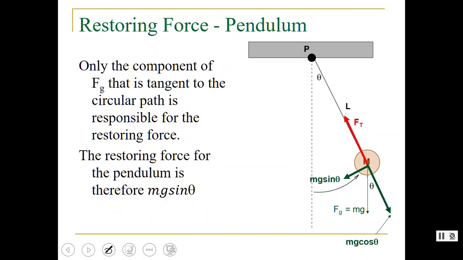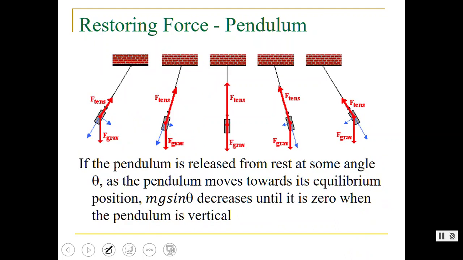So the restoring force for a pendulum is mg sine theta. If you have a larger theta, you are going to have a larger horizontal, a larger tangential component to the circle. So mg sine theta gets larger if you have a larger theta, and it also acts in the opposite direction as the displacement. So if I displace it left, it works to the right. Therefore, mg sine theta meets the requirements for a restoring force.